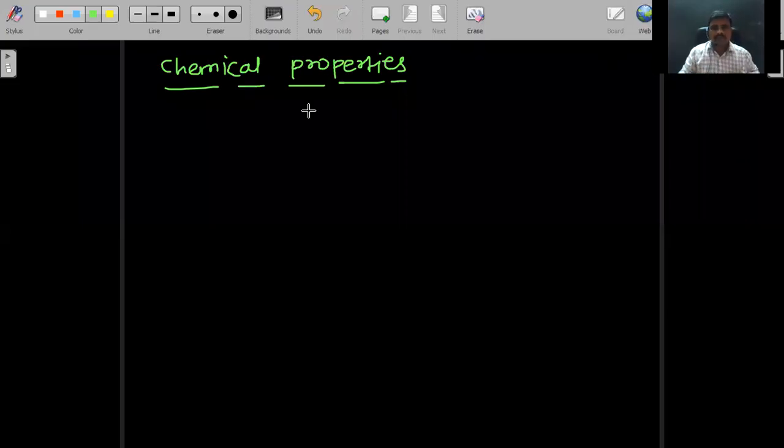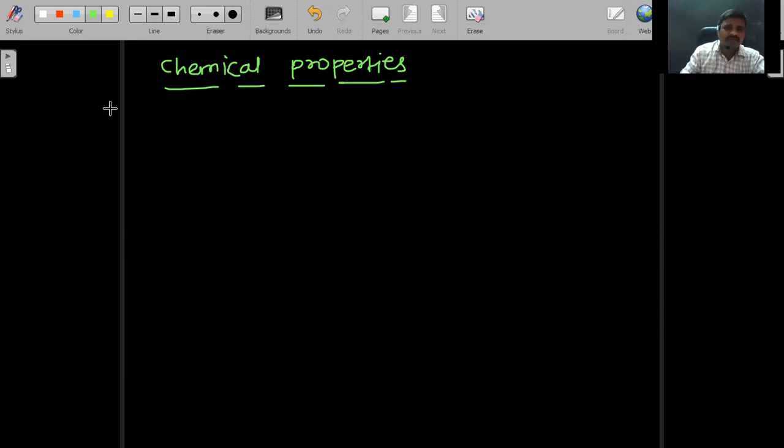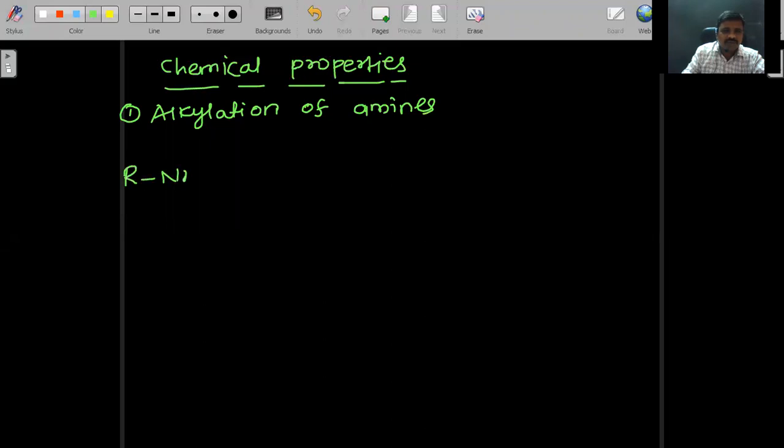In chemical properties, the next reaction is alkylation of amines, also known as Hofmann's exhaustive alkylation. In this reaction, alkylation of amines means an alkyl group is introduced to amines. Amines means R-NH2.